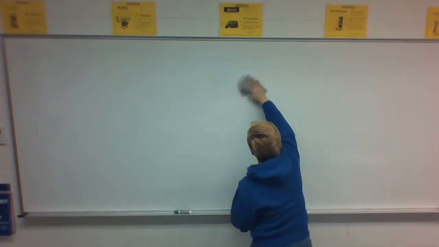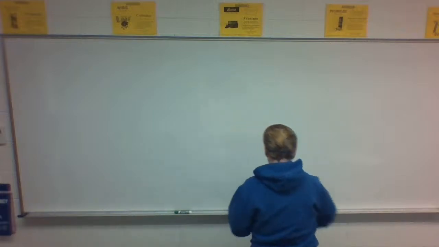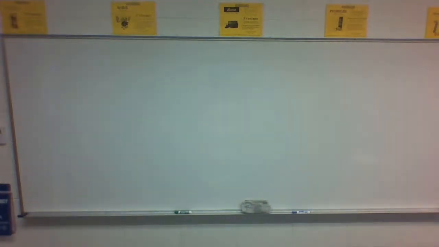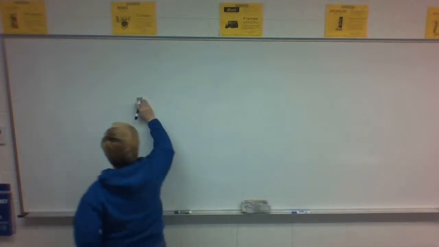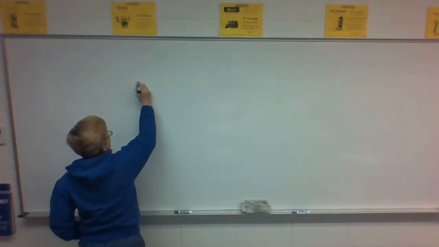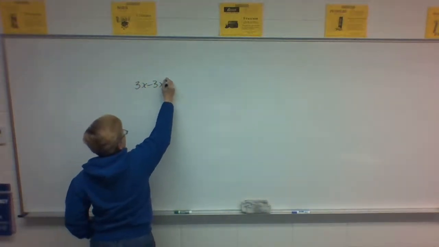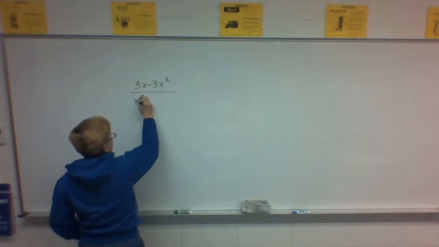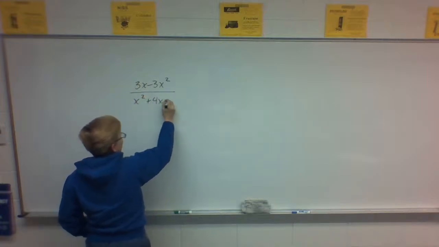Okay, now let's take one that's really what you're going to be facing most of today. This is all get your feet wet. Now we're going to toss in the deep end. 3x minus 3x squared. Let me read it. What's it over? x squared plus 4x minus 5.